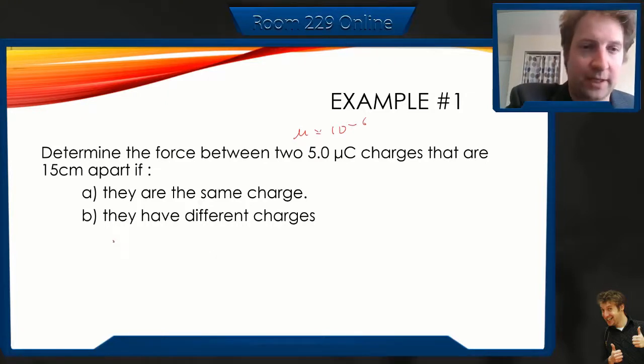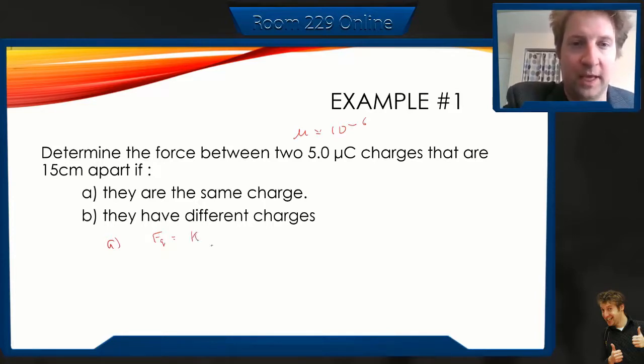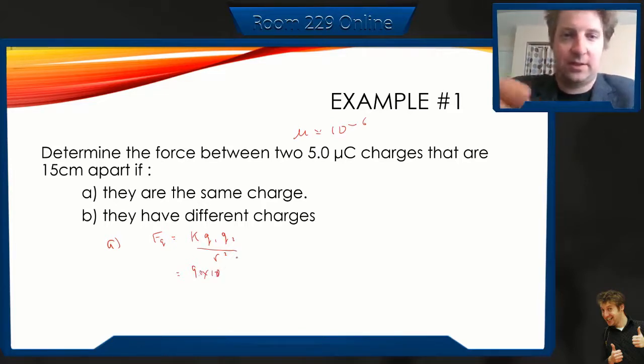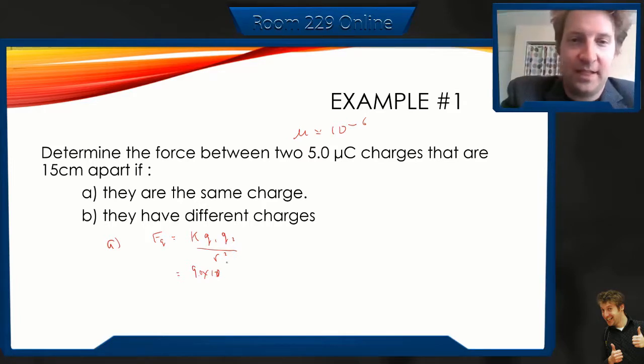So what's A going to look like? I have my force, F, going to be equal to the Coulomb constant, Q1, Q2, all over the distance between them squared. This is going to be 9.0 times 10 to the 9 newton meters squared per coulomb squared.